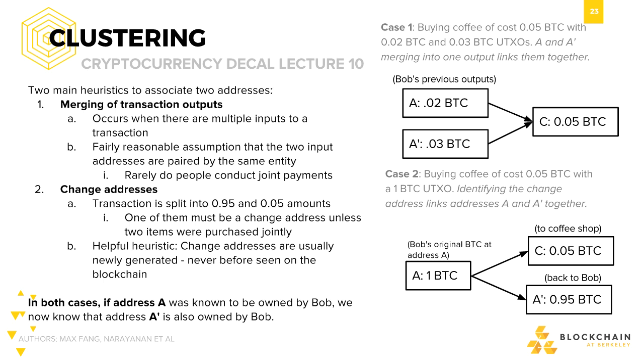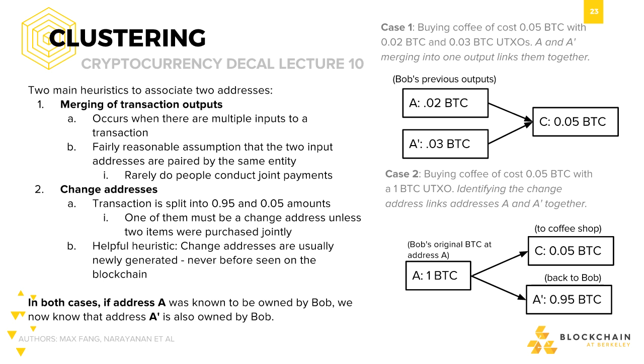This is a fairly reasonable assumption that these two inputs are owned by the same person, because rarely do people on the network conduct joint payments. Usually you only need to merge to collect all the dust in your wallets, all the little amounts of UTXOs sitting around. The other heuristic that you can use is change addresses. This is the even more standard example where you have a one Bitcoin UTXO and you want to buy the coffee worth 0.05.